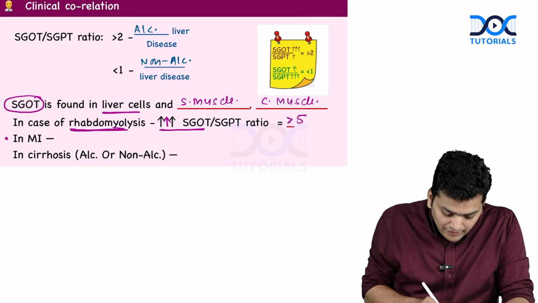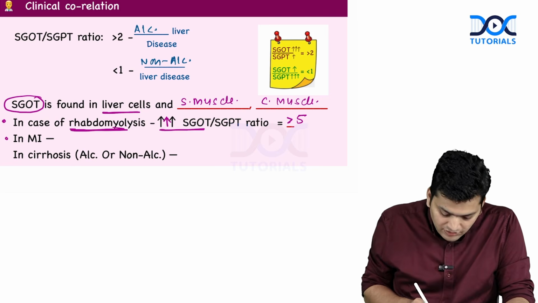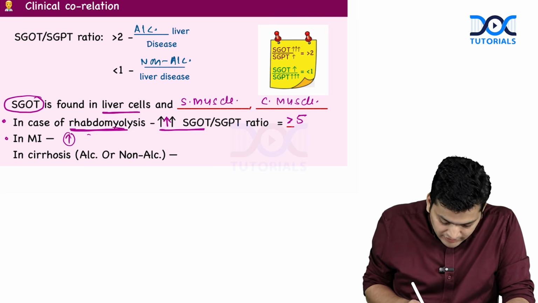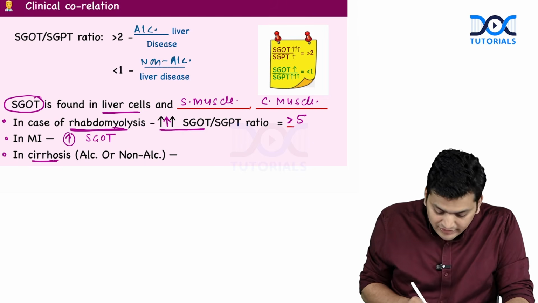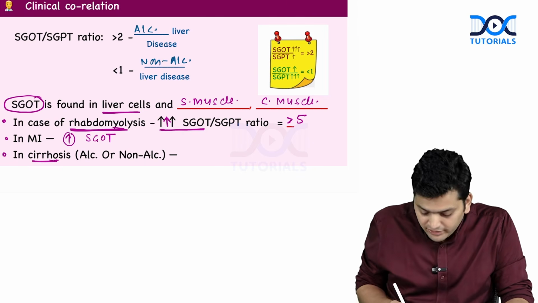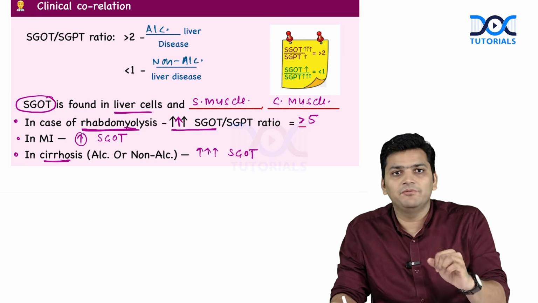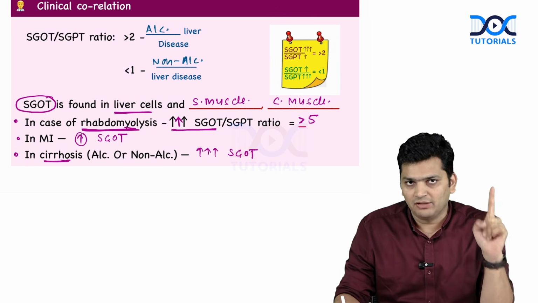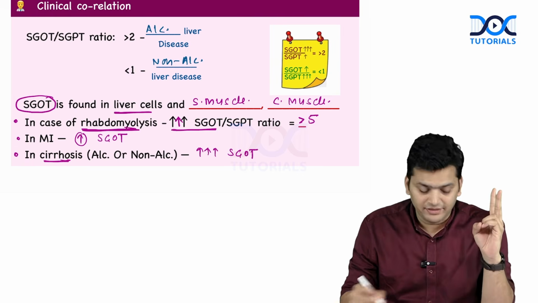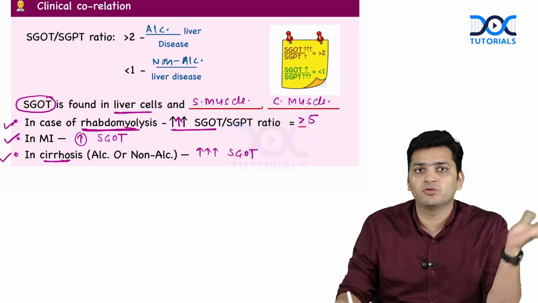In the case of MI, myocardial infarction, because the cardiomyocyte also contains SGOT, there is going to be an increase in the SGOT level. In cirrhosis, whether alcoholic or non-alcoholic, what is going to increase more? Yes, SGOT is going to increase more. So we have understood that SGOT increases in 4 conditions. Let's revise: first, alcoholic liver disease; second, rhabdomyolysis; third, myocardial infarction; and fourth, any cause of cirrhosis.